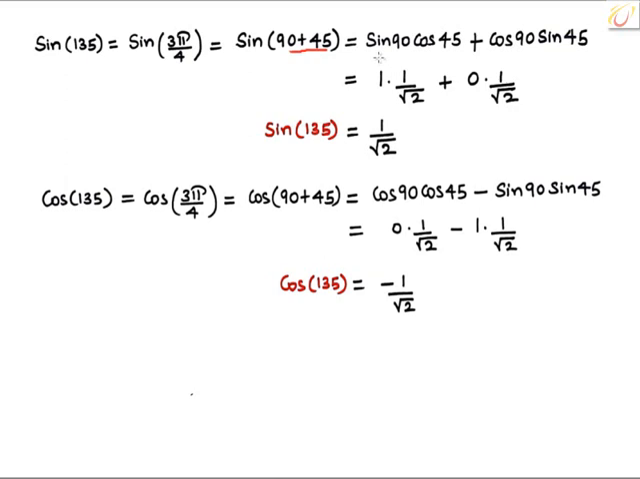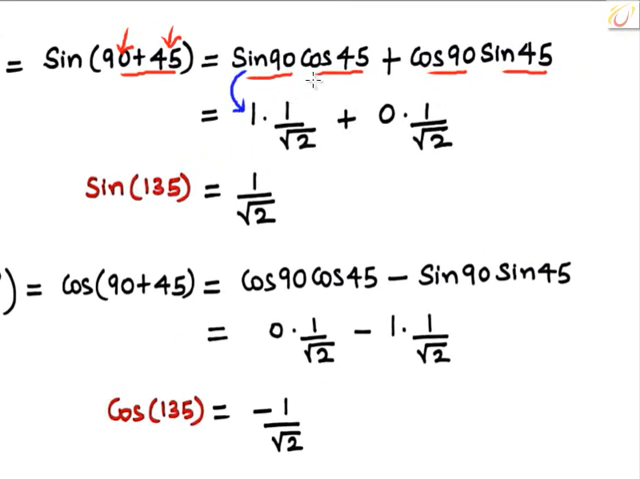What is our formula? Sin A plus B is sin A multiplied by cos B plus cos A multiplied by sin B. In our case, A is 90, B is 45. So sin 90 cos 45 plus cos 90 sin 45. So what is the value of sin 90? The value of sin 90 we can see here is 1. What is the value of cos 45? Cos 45 is 1 upon root 2.